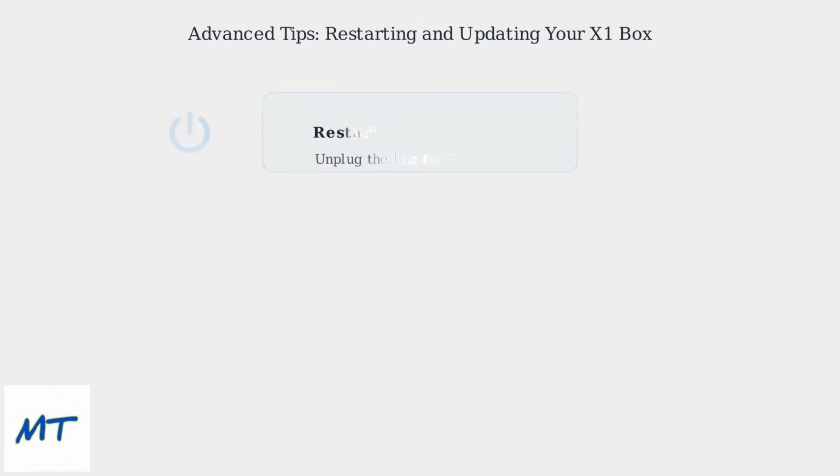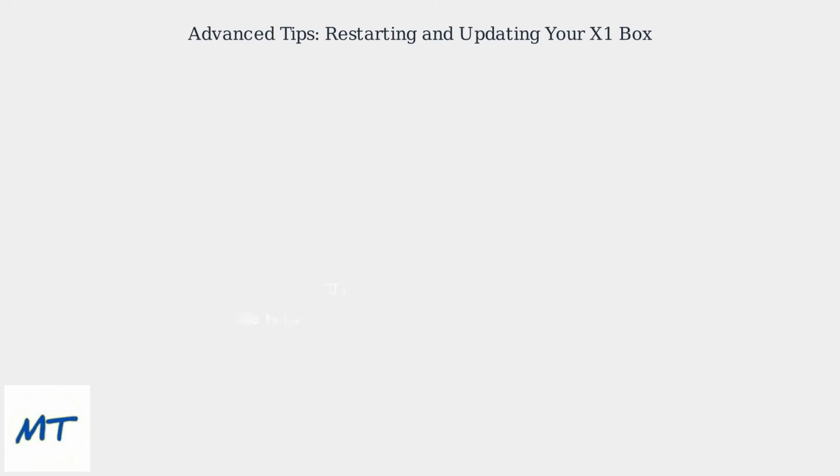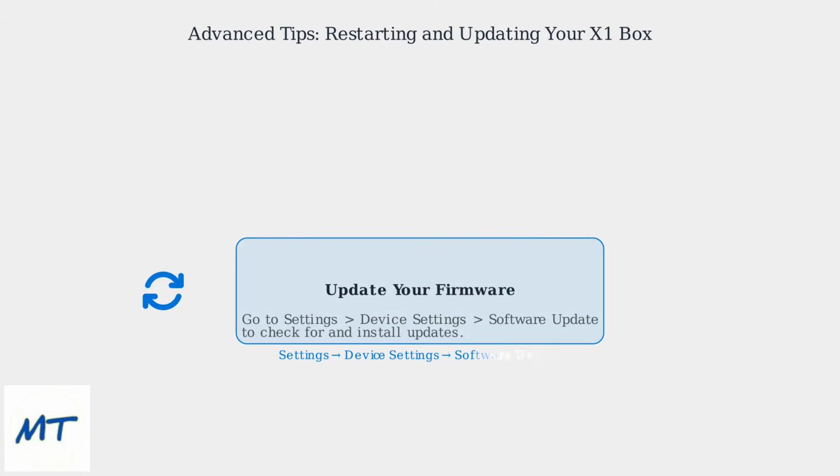Sometimes a simple restart can resolve recording issues. Unplug your X1 DVR box for 30 seconds, then plug it back in. Also, ensure your box has the latest firmware. Check for updates in Settings, Device Settings, Software Update. Keeping your box updated ensures smooth operation and access to the latest fixes.